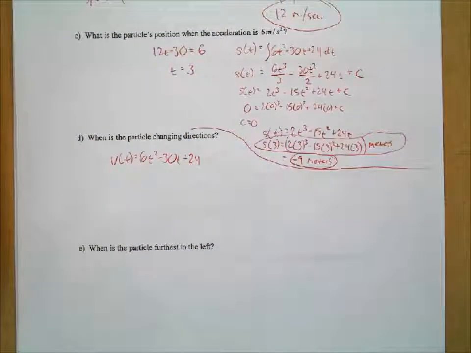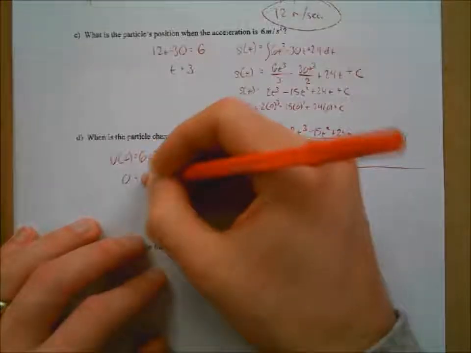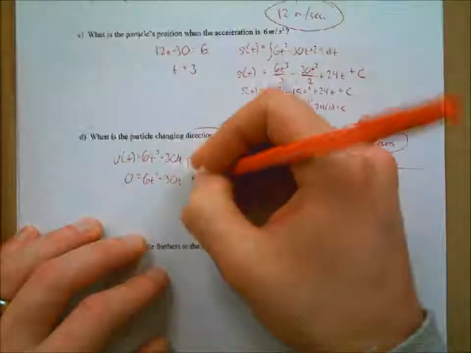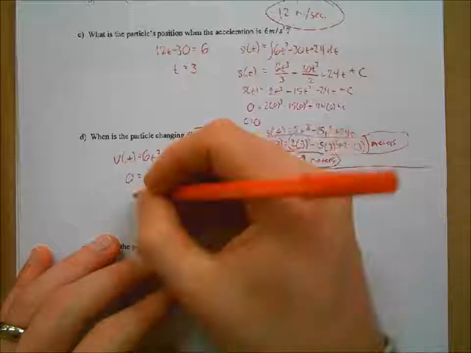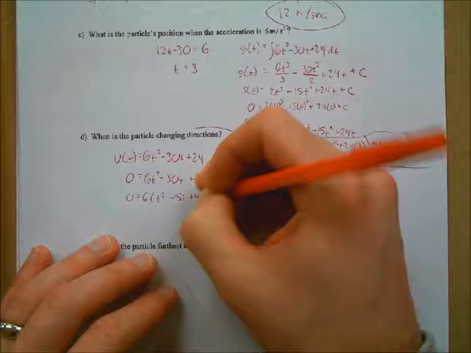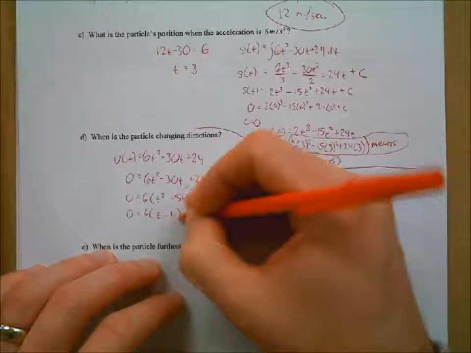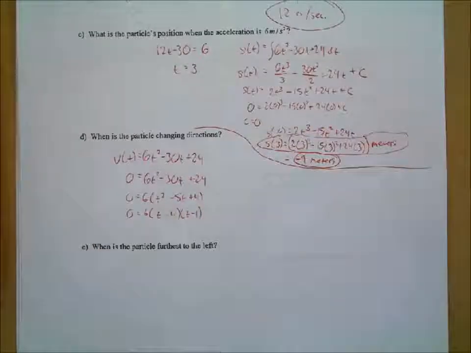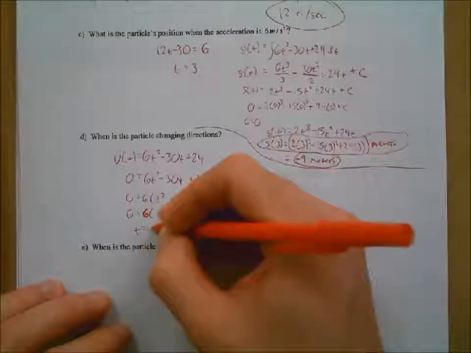How can we determine when the particle, though, is changing directions? Set what equal to 0? Velocity. Yeah, set velocity equal to 0. Okay. We can factor out 6 here. All right. So 6, I'll have t squared minus 5t plus 4. And so that does factor to be t minus 4, t minus 1. And so you get t is 4 and t equals 1.